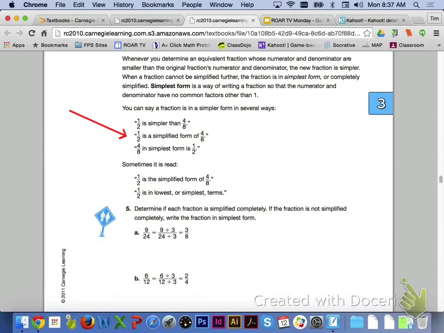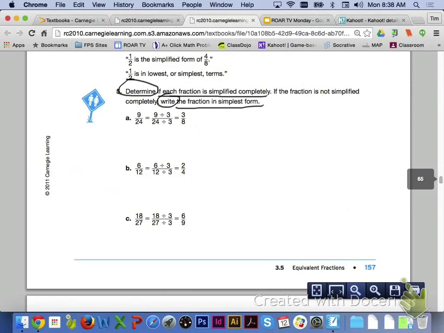We have a couple of ways that you can say a fraction is in simplest form. Take a look at those examples. You can also see that it is sometimes read as lowest terms as well. I know sometimes people use lowest terms when we also talk about simplest form.